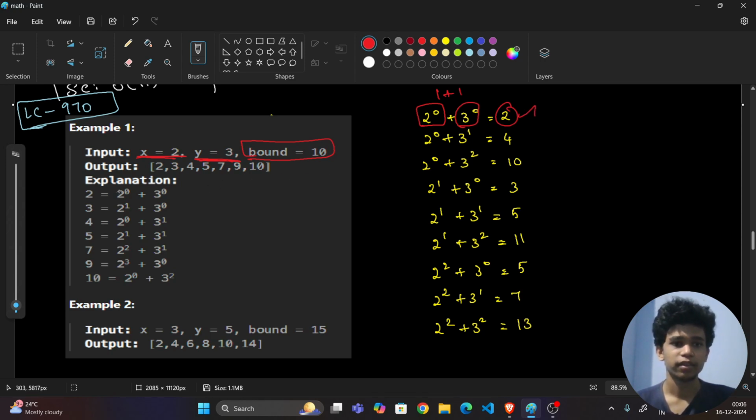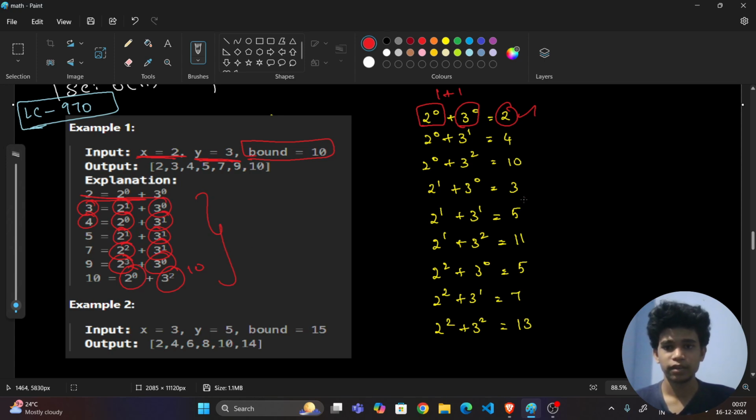Then I can take 2 power 1 and 3 power 0, and I will get the answer 3. Then 2 power 0 and 3 power 1 gives 4. Then 2 power 1 and 3 power 1 is 5. Then 2 power 2 is 4, 3 power 1 is 3, so 4 plus 3 is 7. Then 2 power 3 and 3 power 0 is 8 plus 1, which is 9. Now 2 power 0 is 1 and 3 square is 9, so I can make 10. Up to this only it is valid.